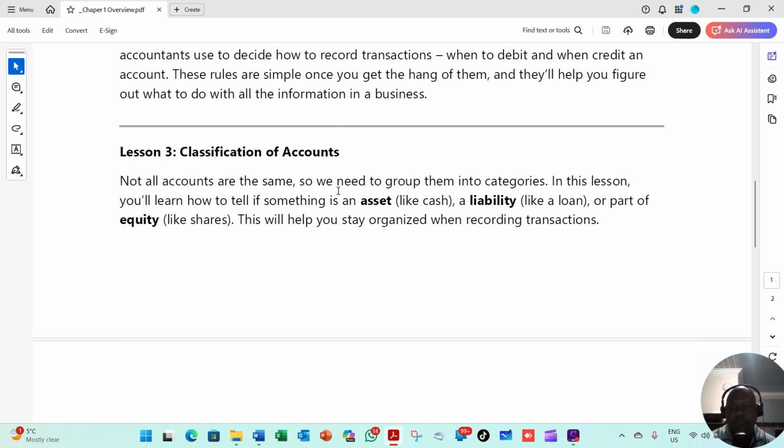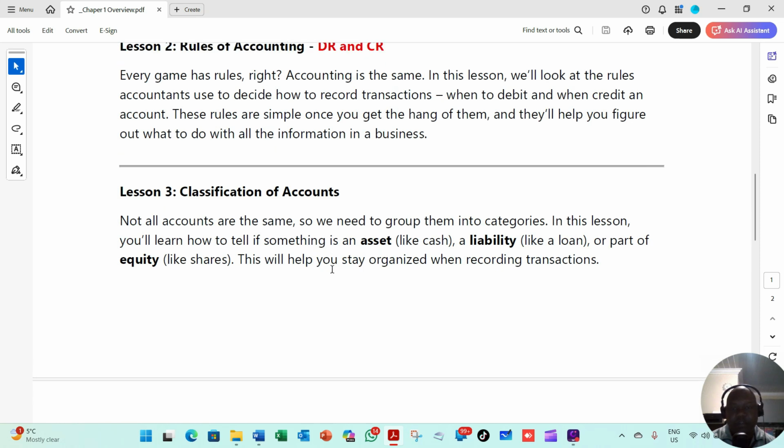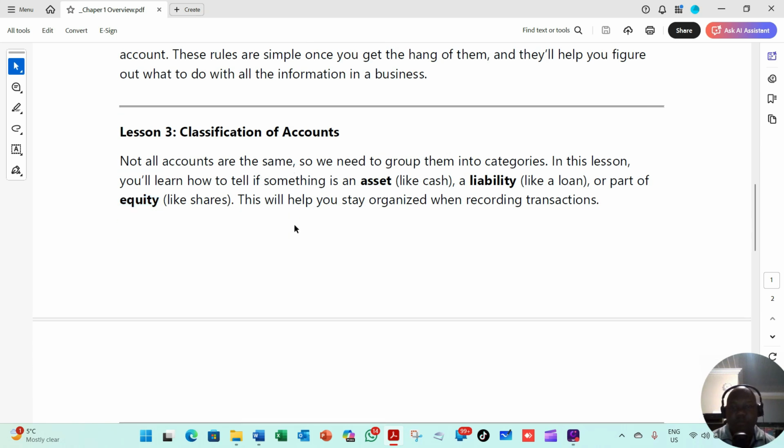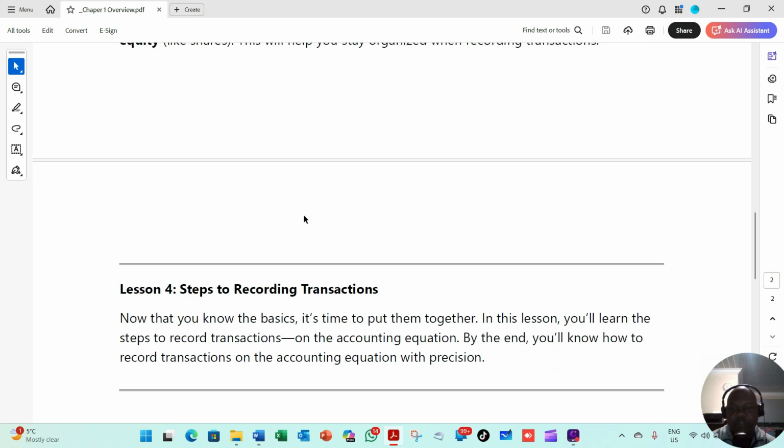And then we're going to learn about classifying assets. When you read a transaction, you should be able to identify accounts and also be able to classify them as whether they are assets, liabilities, or equity. You should be able to do that. Once we get into the lessons, you'll see that it's very simple to do.